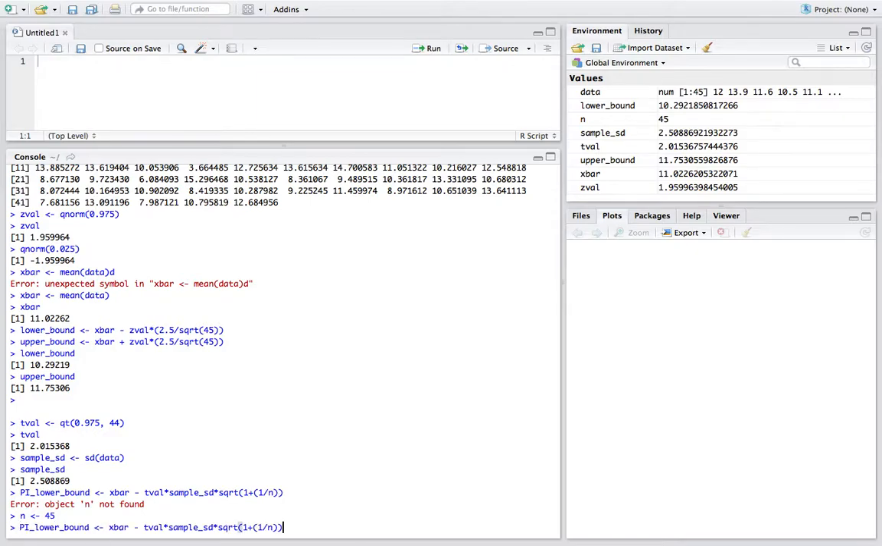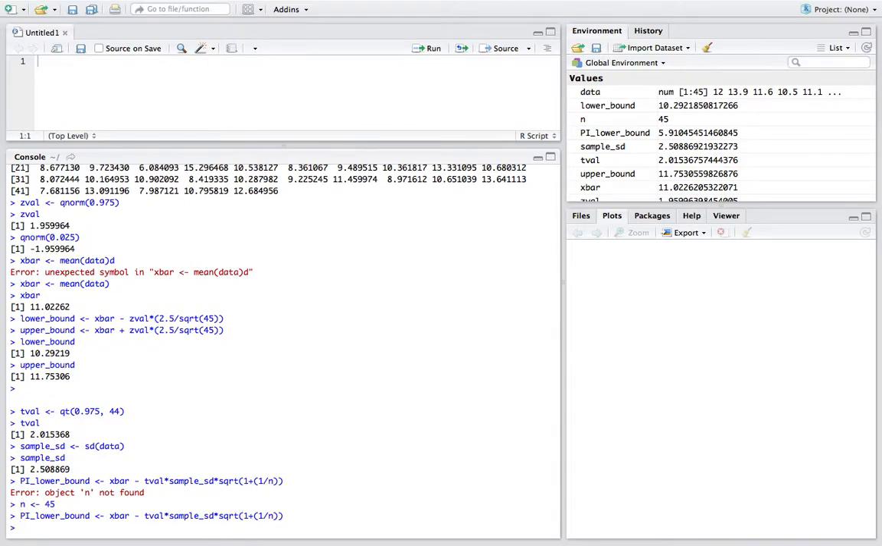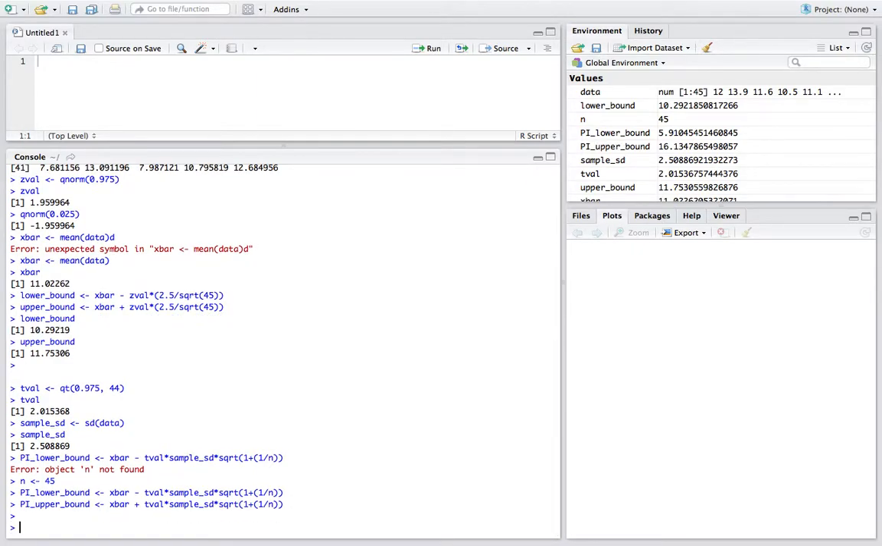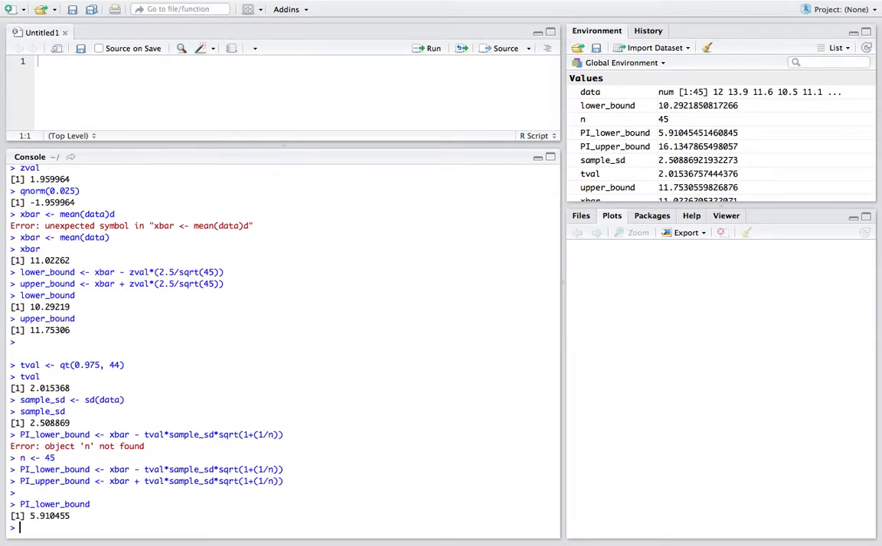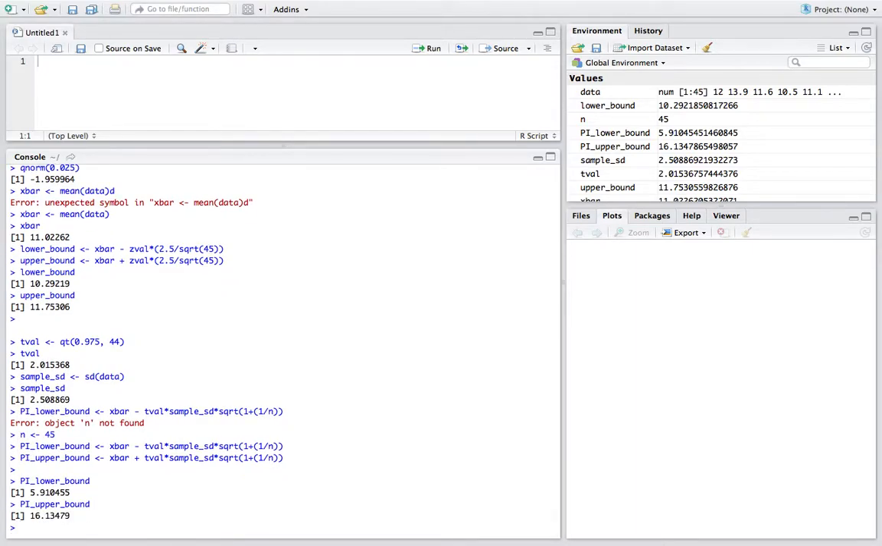So we'll run that lower bound command again, and then we can change the name to the upper bound and make it x bar plus the t-value times the sample standard deviation times the square root of 1 plus 1 over n. Okay, so we'll take a look at those. We got a lower bound of 5.9 and an upper bound of 16.13.